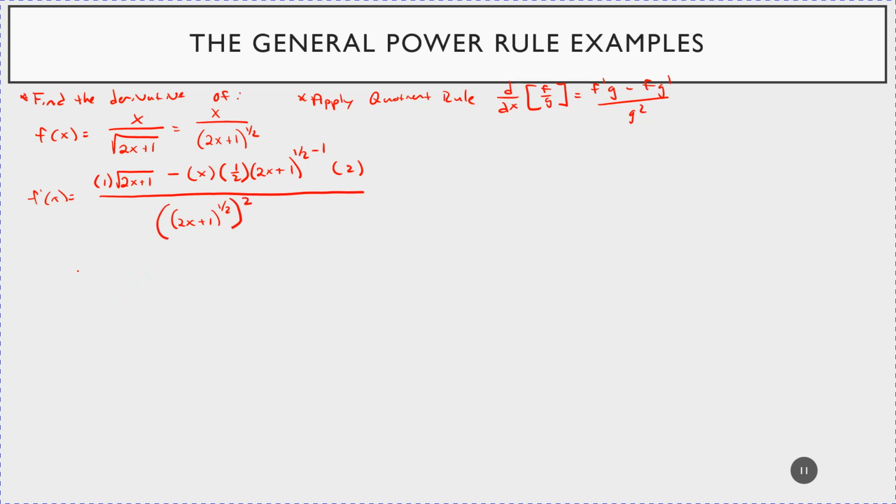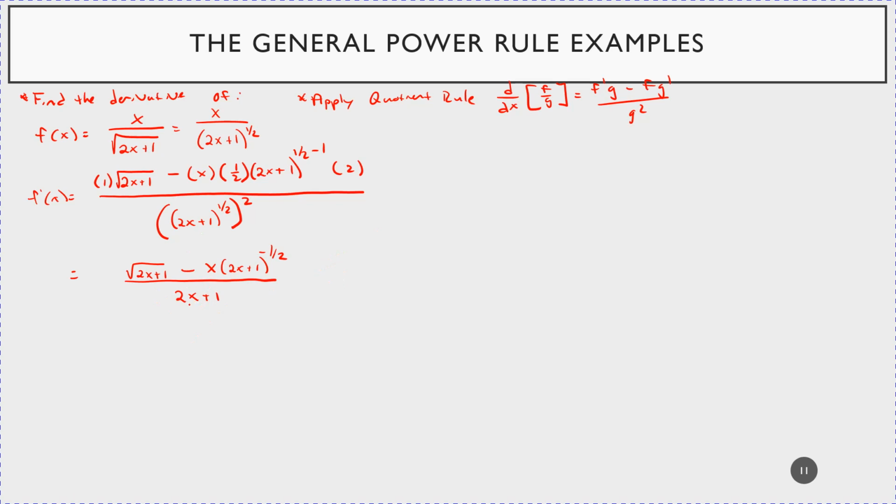A lot to clean up here. This is going to be a very algebraically intense problem. So here, 1 times this is just the square root of 2x plus 1, minus 1/2 times 2. Those cancel out, and I'm just left with x times (2x plus 1) to the negative 1/2 power. The square of the 1/2 goes away, so I'm just left with 2x plus 1 down here.